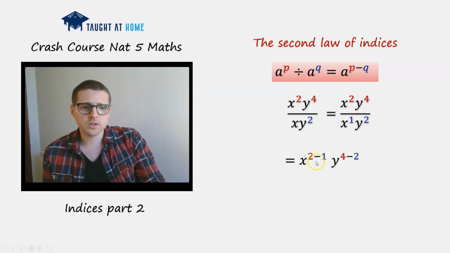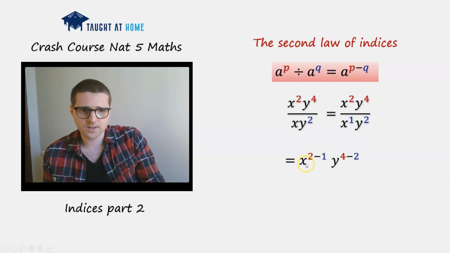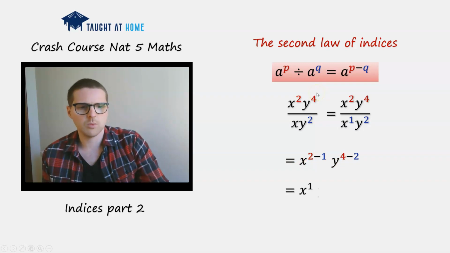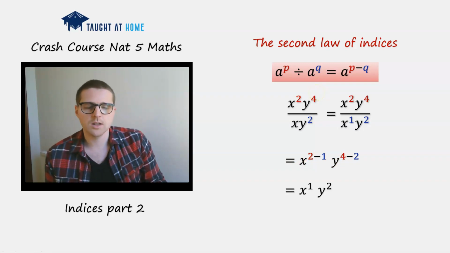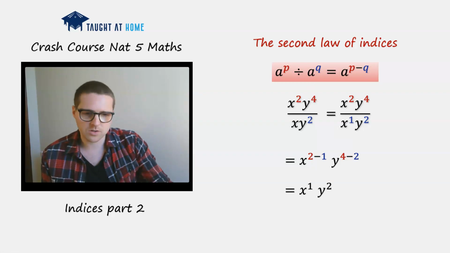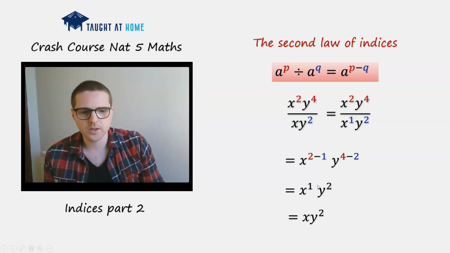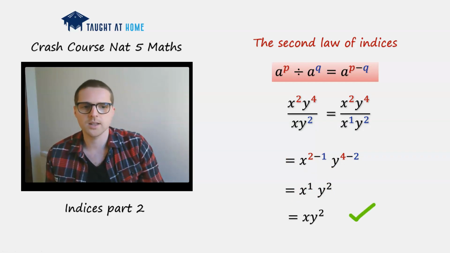So what we're going to do is we're going to subtract the indices of the relevant bases. So here we're subtracting the indices of the x terms and we're subtracting the indices of the y terms. And what we get is x to the power of 1 times y squared. And this is just the same, but remember, because it's x to the power of 1, usually we just drop the 1 and keep it as x. So we can call it x y squared, just like that.